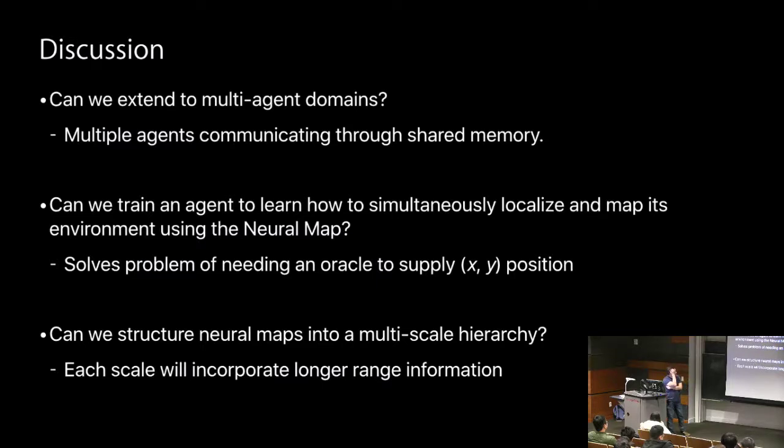So here, can we train an agent to learn how to simultaneously localize and map the environment? And so that solves the problem of needing an oracle to supply XY position. If we could actually have localization and mapping, we could start building our neural map and start learning what we need to write and what we need to read from.